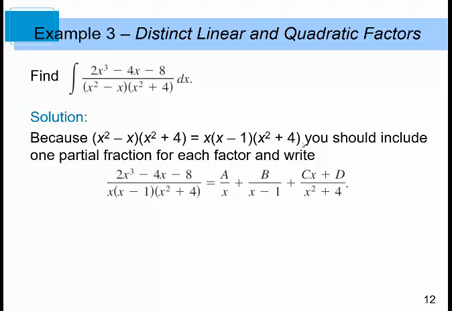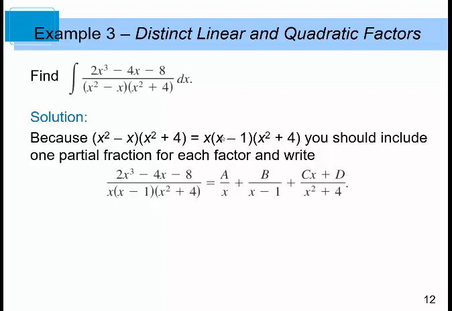All right, so you should include one partial fraction for each factor and write this. So this is my original one over x, A over x, B over x minus 1 because it's a linear. And because this is a quadratic, x squared plus 4, I'd write it over Cx plus D. So now here's the thing. I need to find the values of A, B, C, and D.